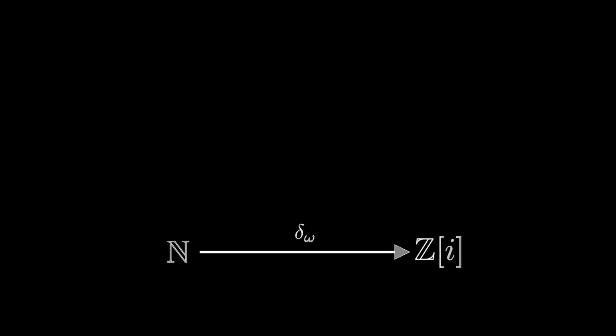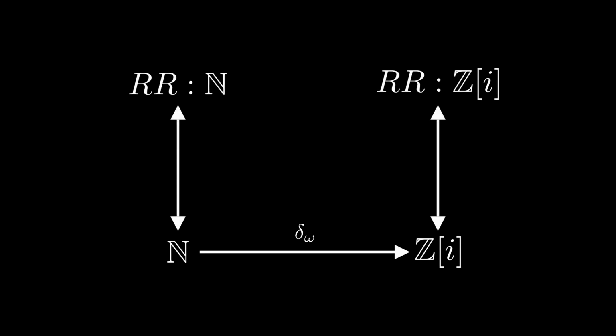The first piece of the puzzle is our 4 functions delta of omega. Each of them takes as input an integer and outputs a Gaussian integer. We've also introduced the function that allows us to go from an integer to the revolving representation of an integer, and from a Gaussian integer to the revolving representation of a Gaussian integer. The inverse function simply consists of evaluating the value of a representation.